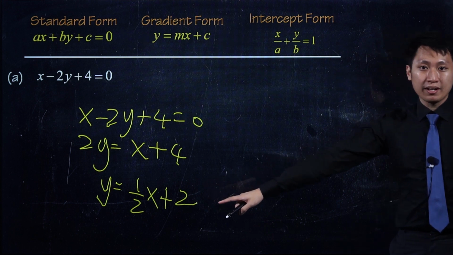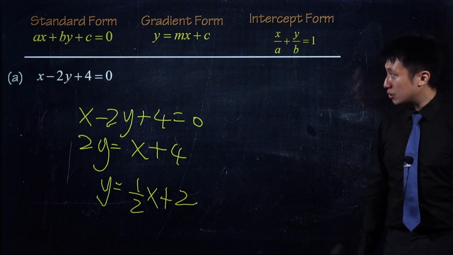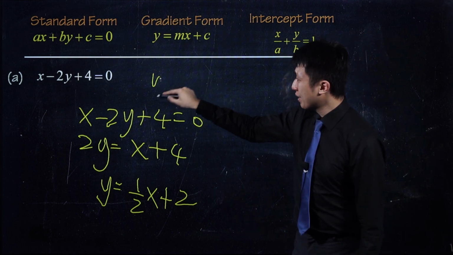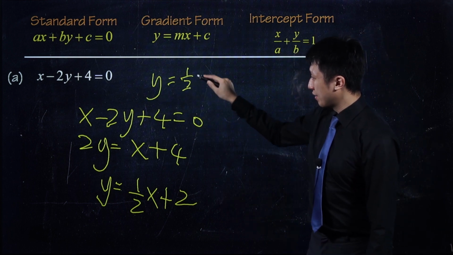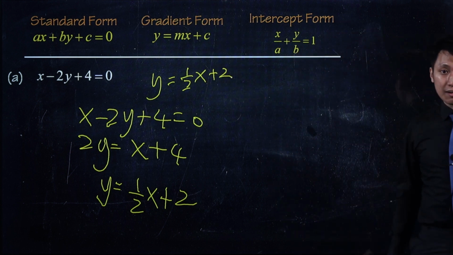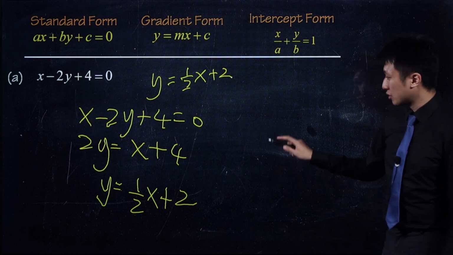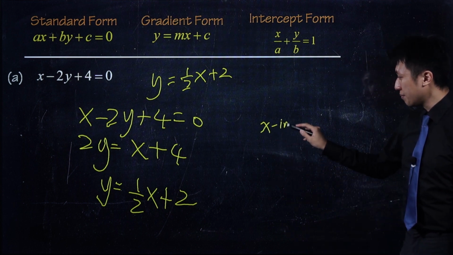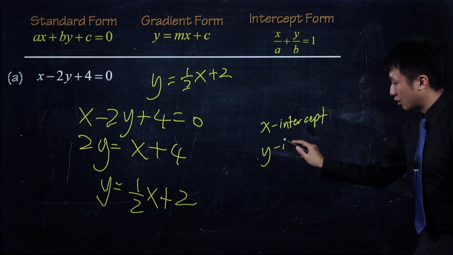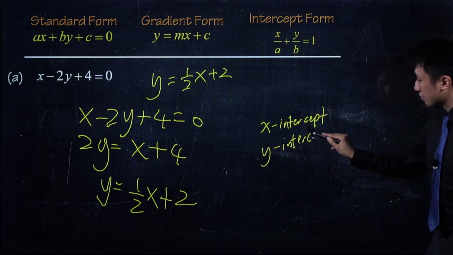Any problem here? No? It's fine. So what is this? This is in gradient form. So y equals half x plus 2. Now intercept form. First of all, I need to know the x-intercept. Second, I need to know the y-intercept.